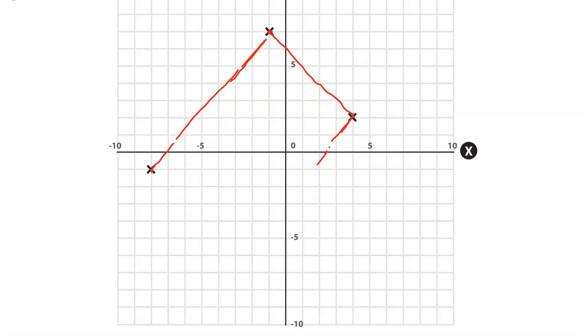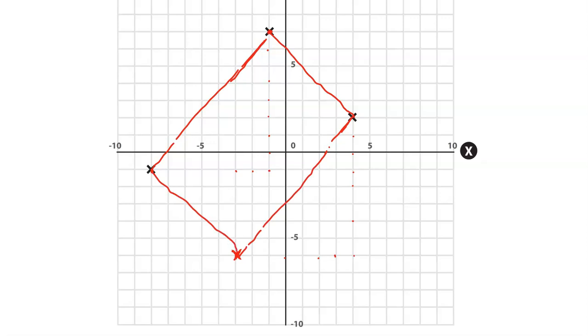So we're going down 1, 2, 3, 4, 5, 6, 7, 8, and then to the left 1, 2, 3, 4, 5, 6, 7. So we'll do the same. 8 down, 1, 2, 3, 4, 5, 6, 7, 8, and then 7 left. So 1, 2, 3, 4, 5, 6, 7. So that should be the fourth point.